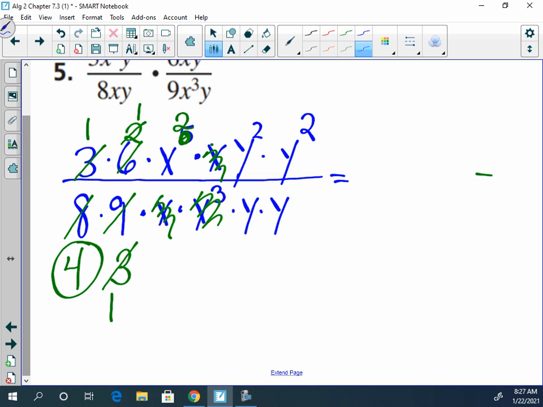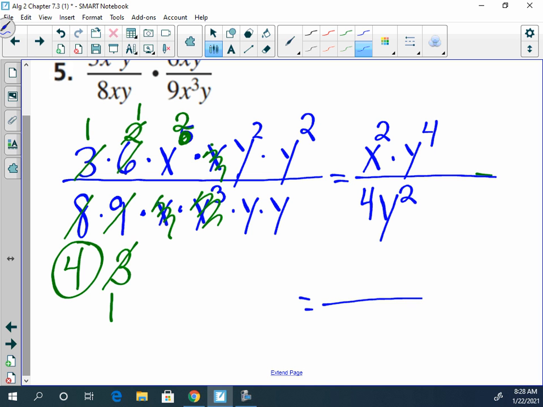Okay. Now what we can do is look at what's on top. Well, 1 times 1. Well, we have x squared. Y squared times y squared would be y to the 4th. And then we have 4y squared. Because at this point, I'd factor out what you can see. So if you're having difficulty with that, just multiply them together and let's see.